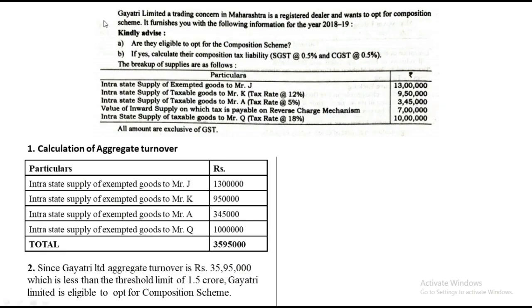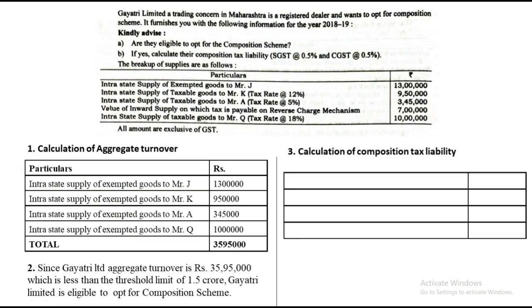Now they ask us to calculate the composition tax liability. So step number 3 will be calculation of composition tax liability. The rates are 0.5% and 0.5%, always applied on the total aggregate turnover. Again, 2 columns. We'll have particulars and amount. First, we need to find the CGST. So we'll write CGST at the rate of 0.5% of the total aggregate turnover, that is 35 lakh 95,000.